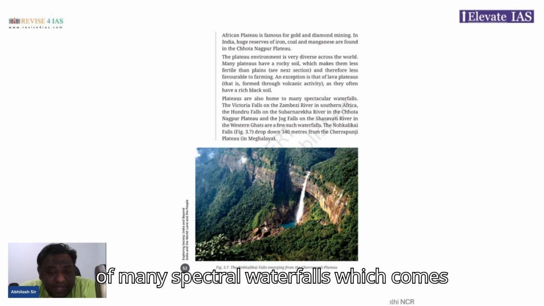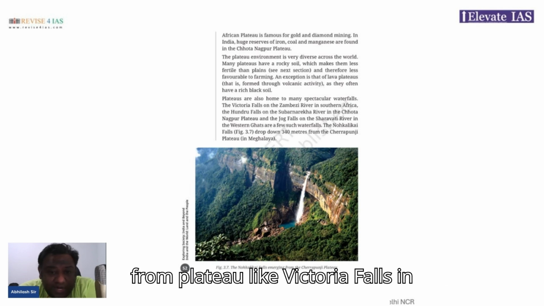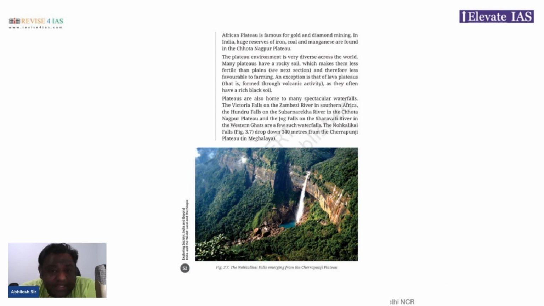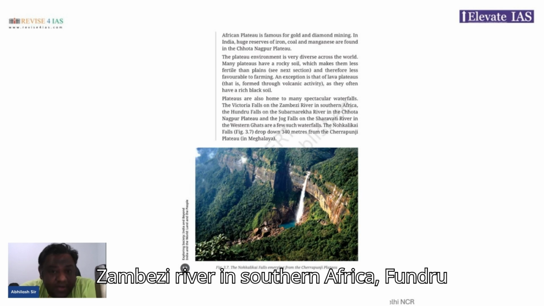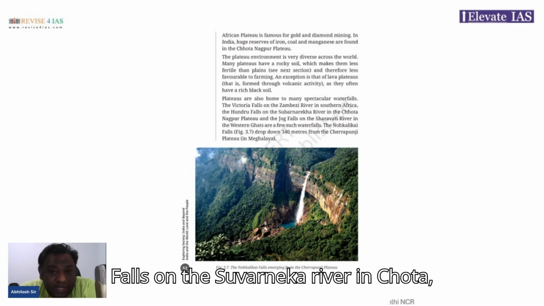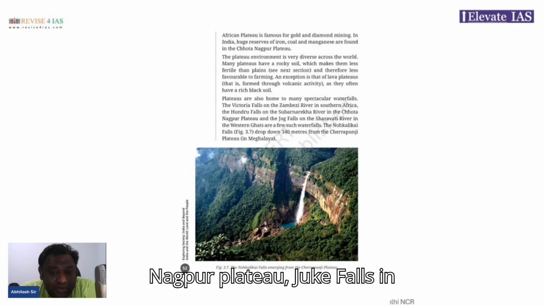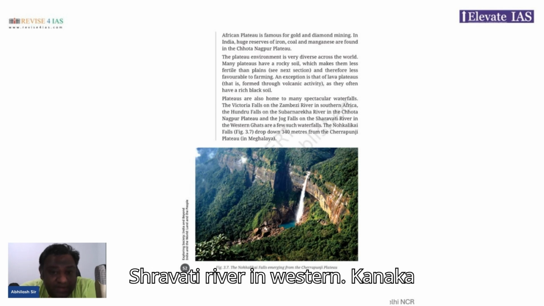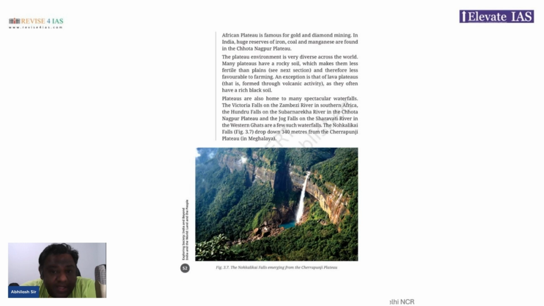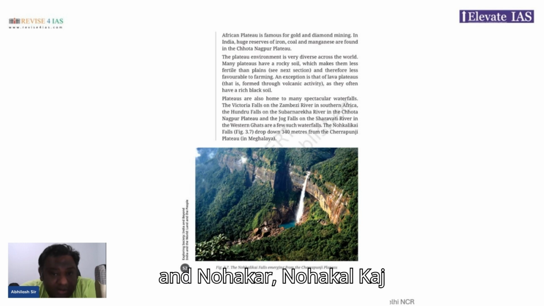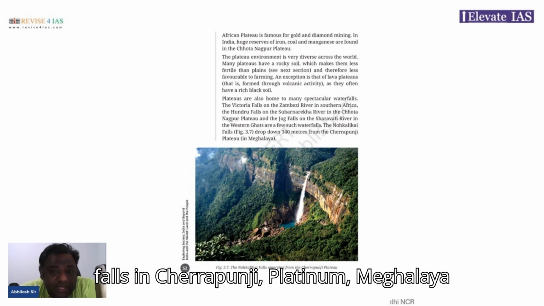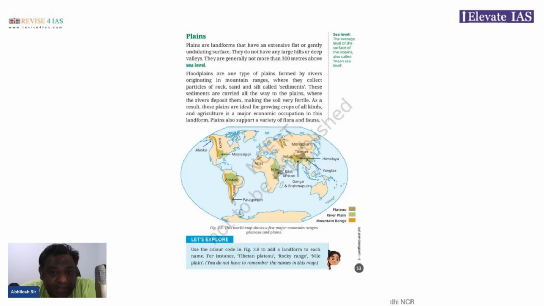Then we talk of many spectacular waterfalls which come from plateaus, like Victoria Falls on the Zambezi River in southern Africa, Hundru Falls on the Subarnarekha River in the Chotanagpur Plateau, Jog Falls on the Sharavati River in the Western Ghats in Karnataka, and Nohkalikai Falls in Cherrapunji Plateau in Meghalaya.